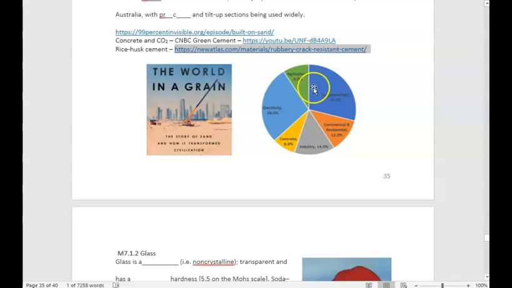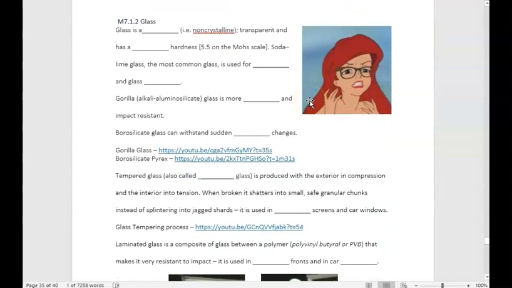So, moving on to another ceramic, the second most important ceramic in my opinion in engineering is glass. Glass is amorphous. That's what the A is for. That means it is non-crystalline. It is transparent, and it has a medium hardness, which is 5.5 on the Mohs hardness scale. Soda lime glass, the most common glass, is used for windows and glasses you drink out of.